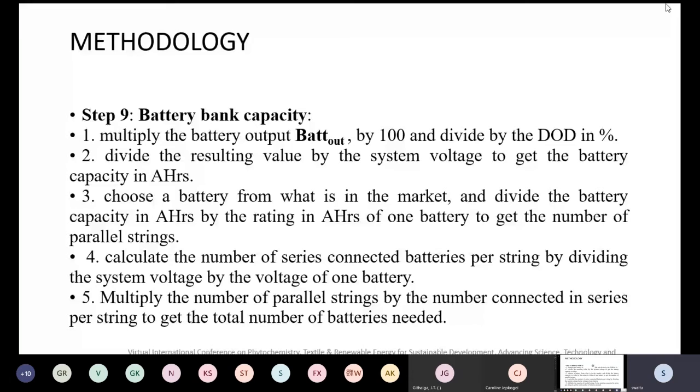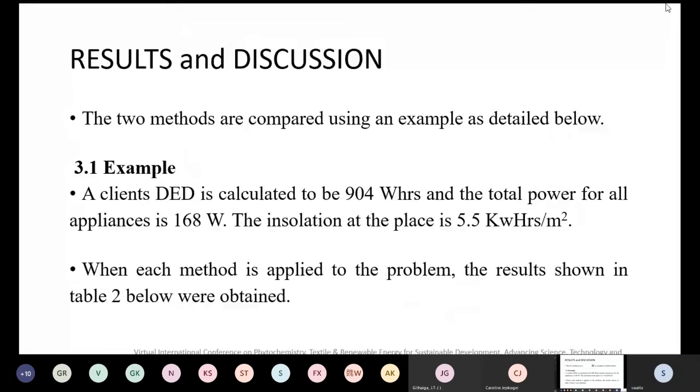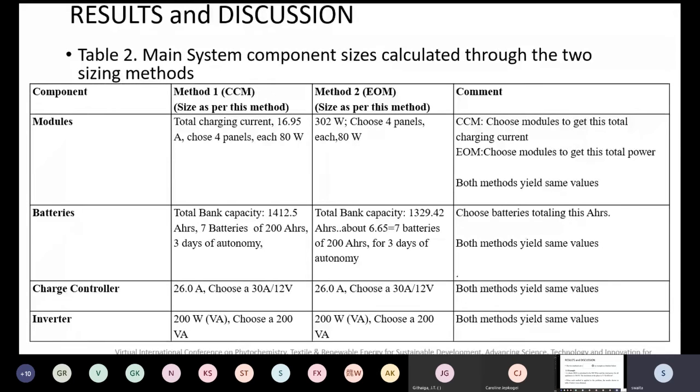All right, so these two methods were applied to a conventional assumed system, and we assume here the client has a daily demand of about 904 watt-hours, while all the appliances together consume about 168 watts, and the installation receives about 5.5 kilowatt hours per meter squared, roughly, probably around Nairobi, depending on exactly where you are. So we applied this problem to each of the methods, and this is what we estimated.